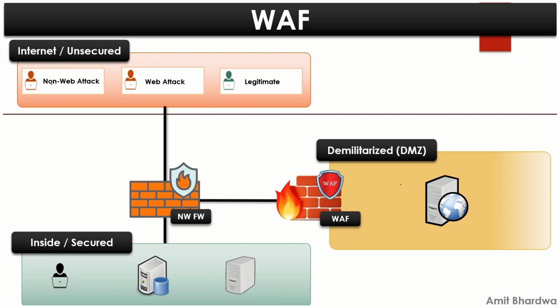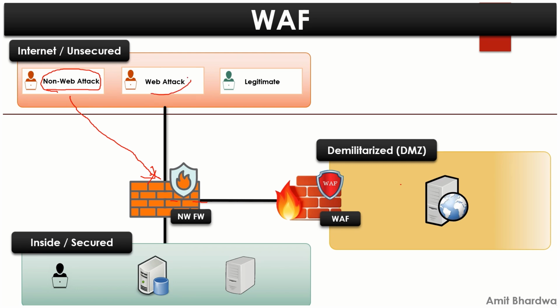Moving ahead, now let's say we have a non-web attack. These are attacks like IP spoofing, port scanning, SSH, RDP, maybe malware distribution, which are non-web attacks, and which are more or less for the protection of FTP, SMTP, and so on, which are stopped by the network firewall itself, and this traffic is not allowed to move further.